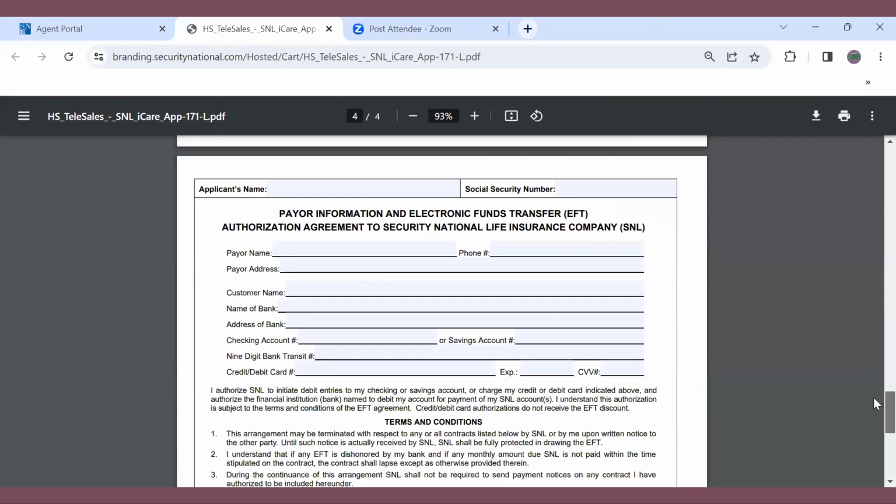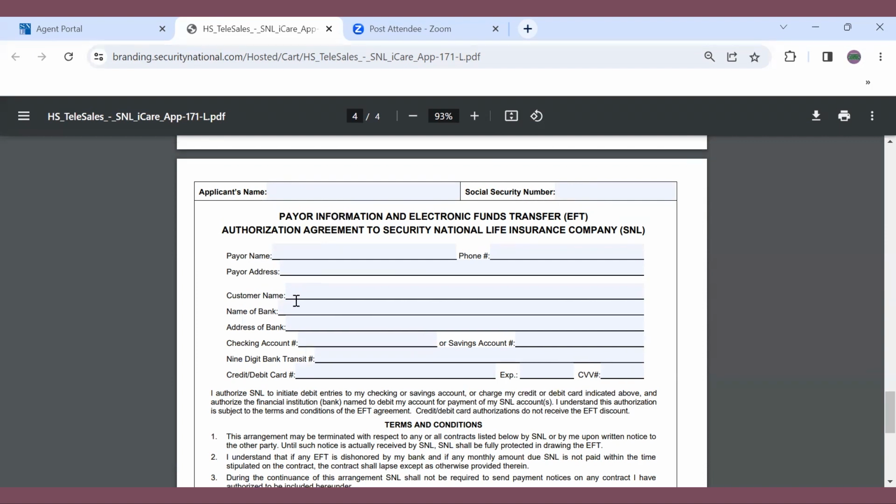And as we move to the back page, this is for our authorization agreement. So we start with Joe's name and social at the top. There's nobody else listed as a payor, so we would put his information. So customer's name, his bank name, bank address. We were going to use a credit card, so we would have to put the credit card number, expiry date, and the code on the back.